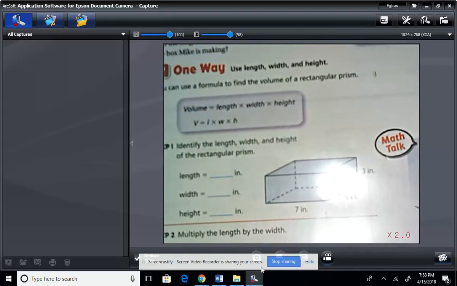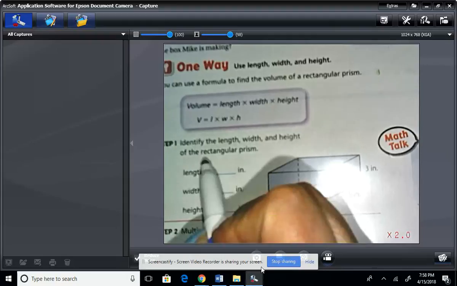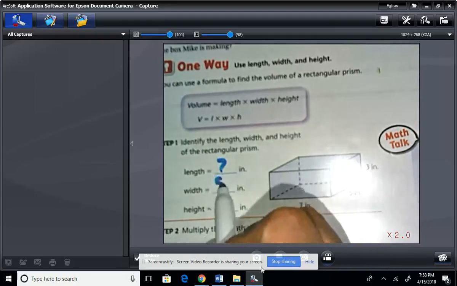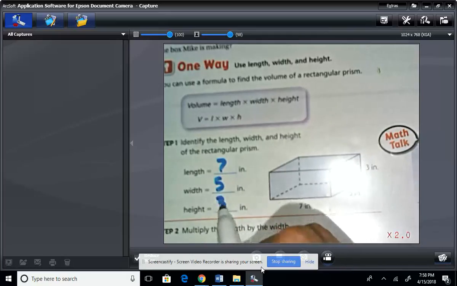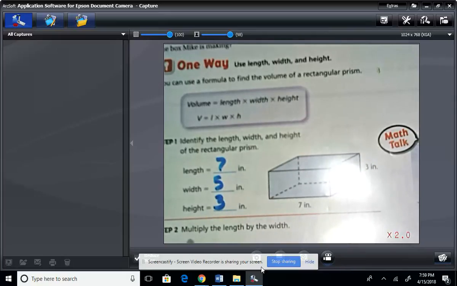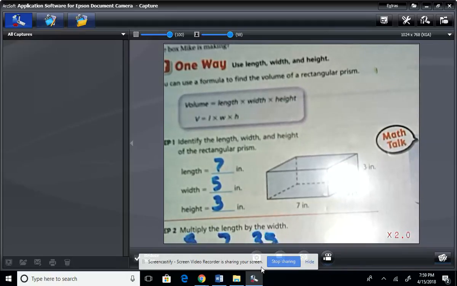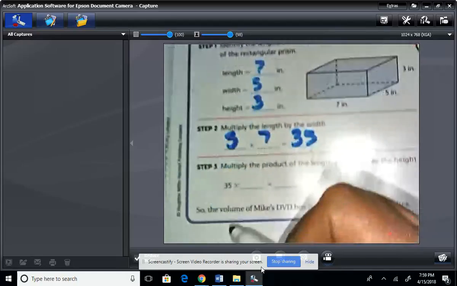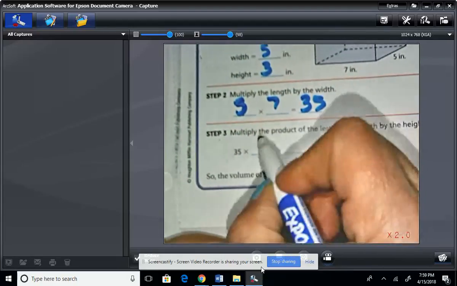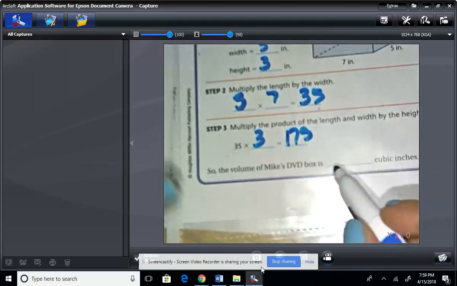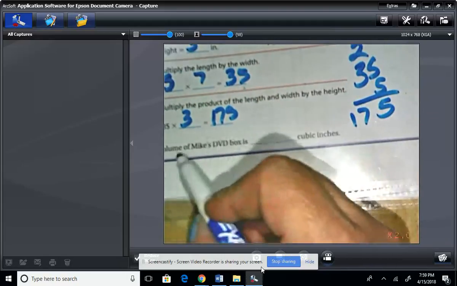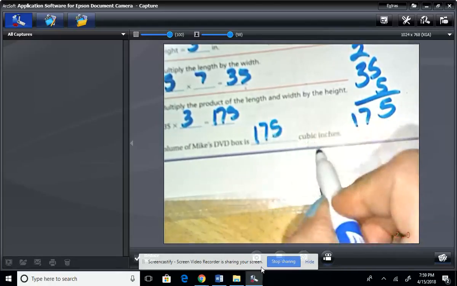Okay, length times width times height. So we know the length is 7 inches, we know the width is 5 inches, and we know the height is 3 inches. So we can do the length times the width, which is 7 times 5, which is 35. So now we just have to take 35 times 3, please take the time on the side unless you can do it in your head. I got 175. So the volume of his box is 175 cubic inches.